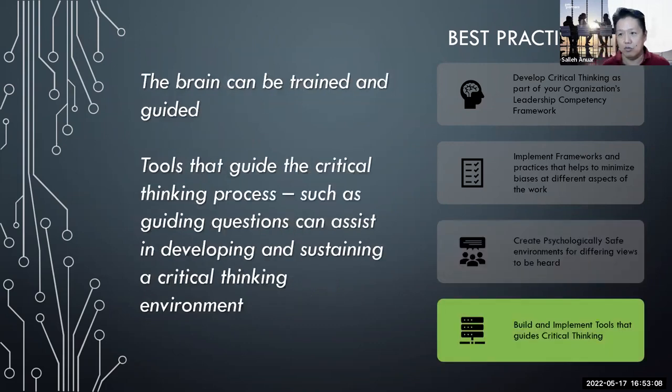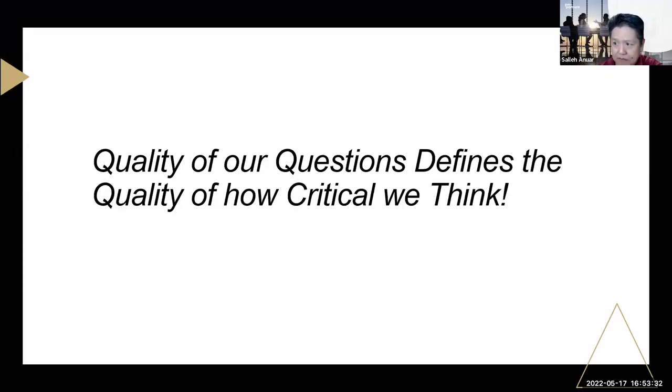And lastly, in terms of tools, I truly believe that the brain can be trained and guided in terms of how we think critically. Can we think critically better? Okay, so we could introduce tools that would help this critical thinking process, just like what you've gone through in the 7 steps, right? And designing certain guiding questions can help to assist in developing and sustaining a critical thinking environment. Okay, because at the end of the day, the kind of questions we ask ourselves defines the quality of how we critically think.